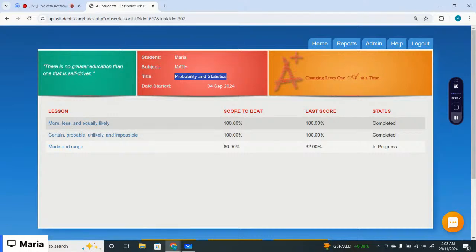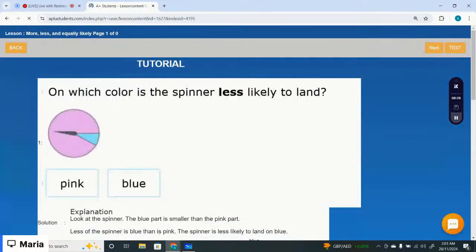Here I'm on grade 1 math. The chapter we are on right now is probability and statistics. Let's just start with the first lesson, that is more, less, and equally likely. On which color is the spinner less likely to land?